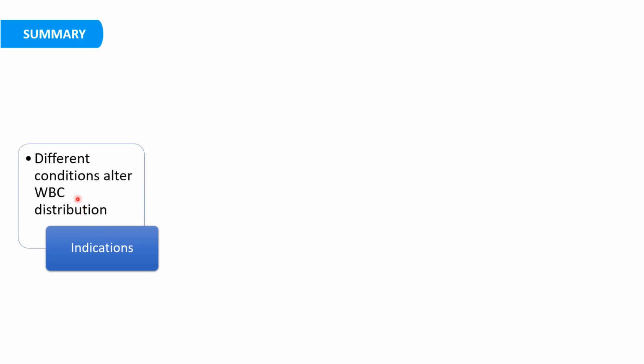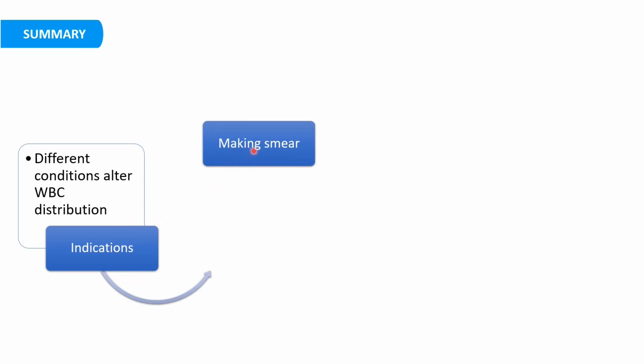So finally, summarizing the whole practical. First, indications, which means the conditions where a differential count is done. The conditions are when you suspect any change in WBC distribution. That means you are suspecting any infection or infestation, but you want to find out which type of infection is present, whether it is bacterial, viral or a worm infestation. Now that can be found out with the differential count. So if you want to find out whether the person is having a viral, bacterial or worm infestation, then differential leukocyte count is indicated.